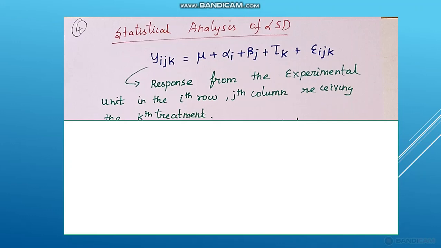So we have alpha i, beta j, and t k. In this, y ij means the response from the experimental unit in the ith row, jth column, receiving the kth treatment. Here the row means one variation, the column means another variation, and treatment means treatment. So in this we are eliminating two variations, so we will have rows and columns.